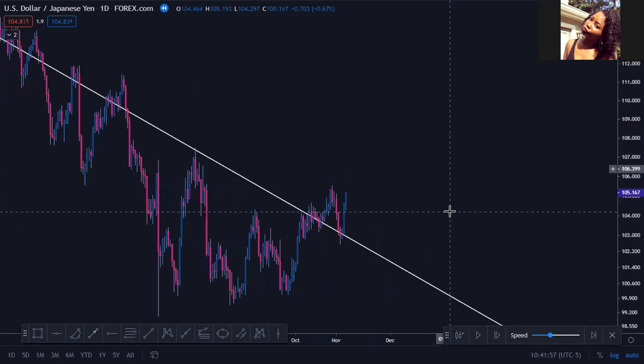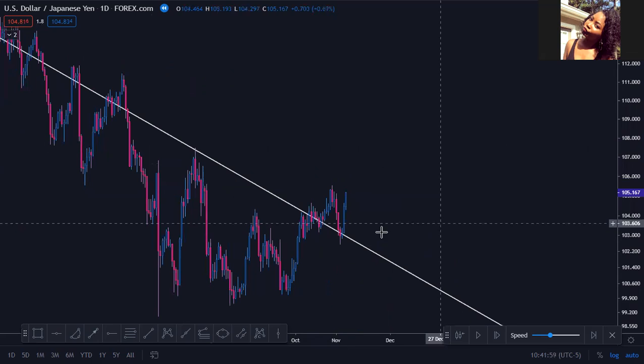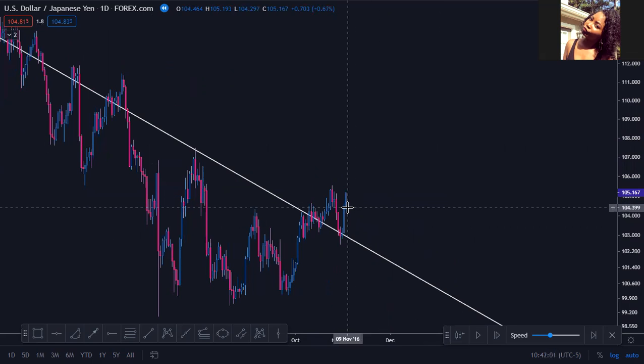We are going to go to November the 8th, election day. So this blue candle right here, this is November 8th, 2016. What do we have? What is the market showing us in this small area right here, just on the daily time frame?